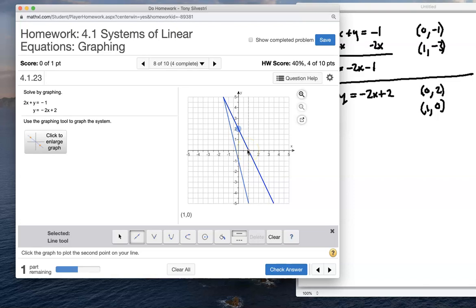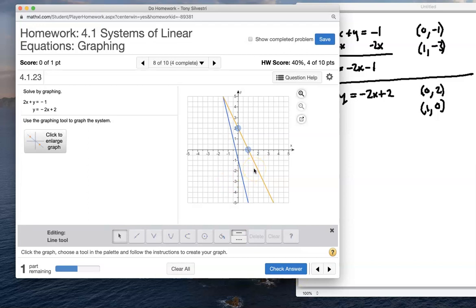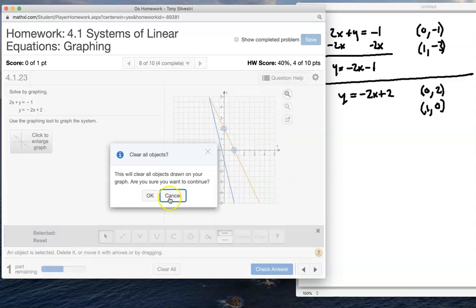Something seems to be wrong here. Maybe not. No, see, I did something wrong. Let me just stop. Hey, I think I graphed it wrong. I graphed this point wrong over here. Yes, I did. So what I'm going to do is clear this. Clear it. Start over again.